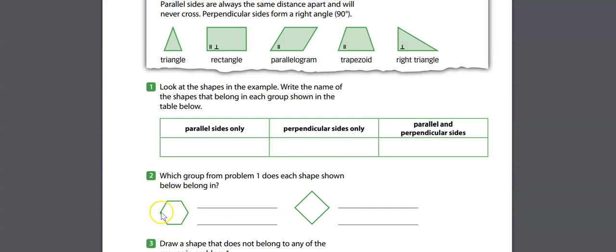Then I have another set of parallel sides right here, and another set of parallel sides right here. But I don't see any right angles or perpendicular sides. So that means for this shape right here, I would put it in the parallel sides only. So let's go ahead and write that below. So I know that this shape would go in parallel sides only.